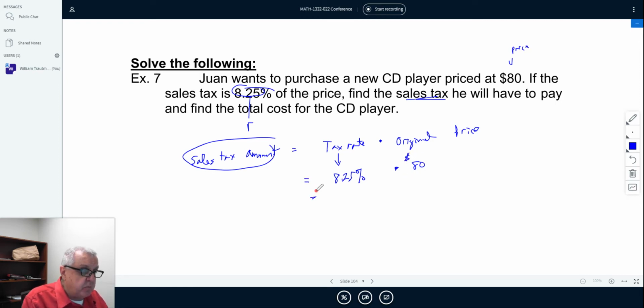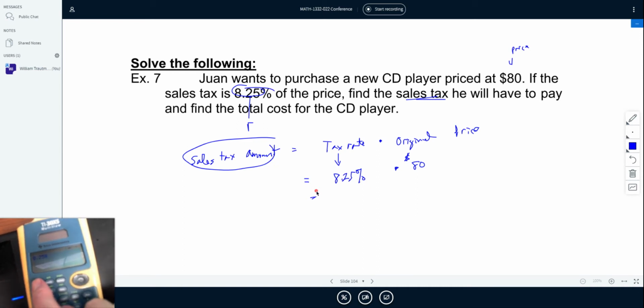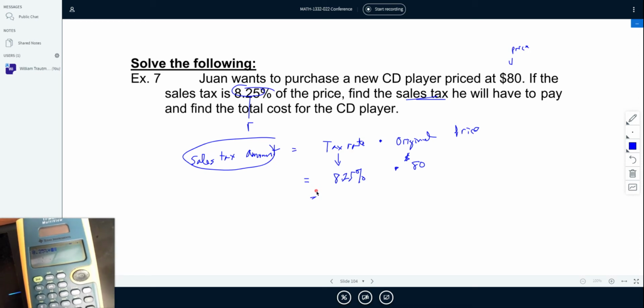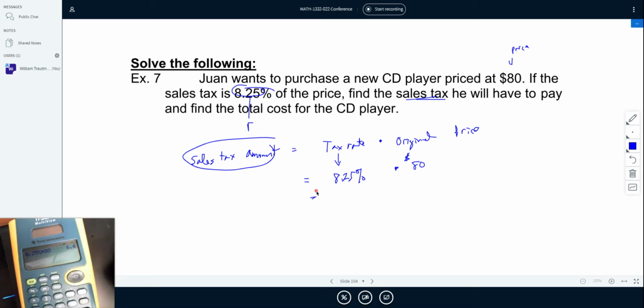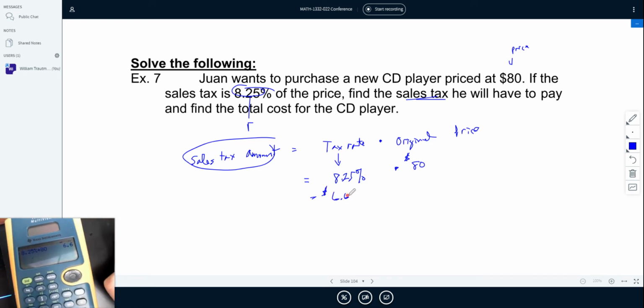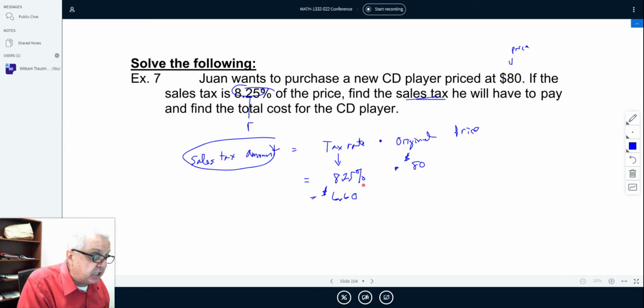So when I multiply those two together on my calculator, 8.25, then I hit second and the percent button, times $80, and my sales tax amount is $6.60. So you always take money to two decimal places, $6.60. Okay, so that's the sales tax. If they just wanted to know the sales tax, that's the answer, and they do.